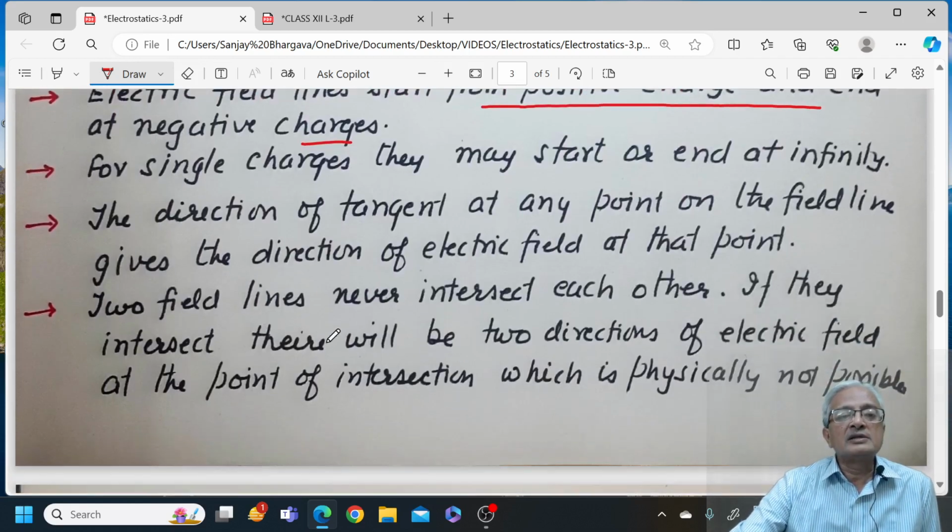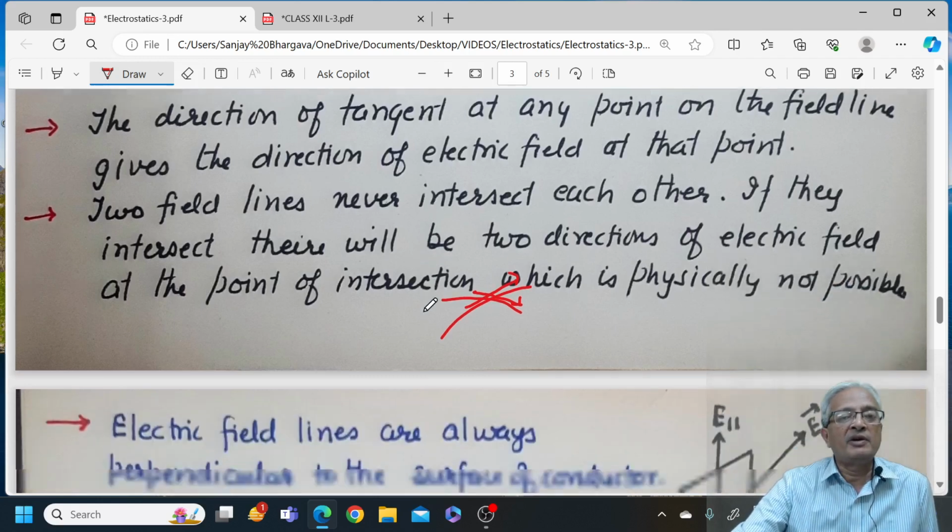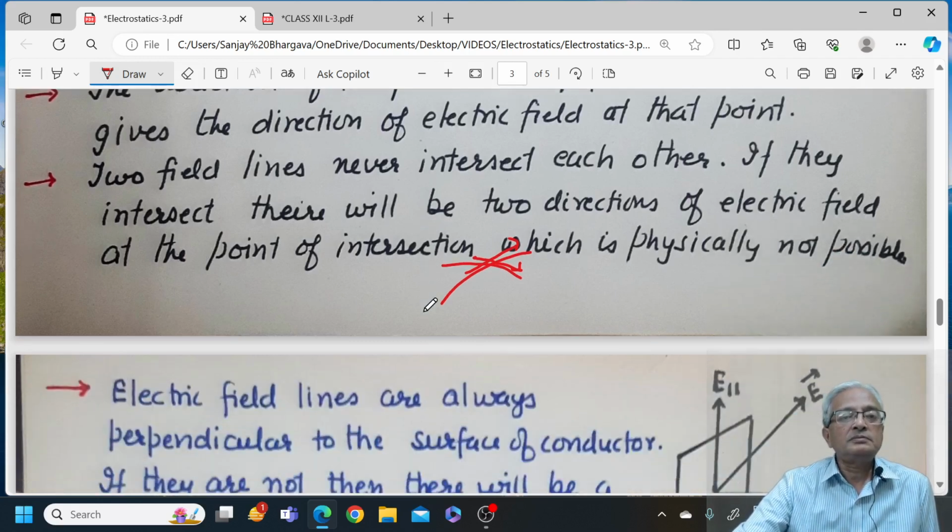The two field lines never intersect each other. Why? Because at the point of intersection there would be two directions of the tangent, meaning there are two directions of electric field at a point, which is physically never possible. How can there be two directions of electric field at a single point? So we say electric field lines never intersect each other.